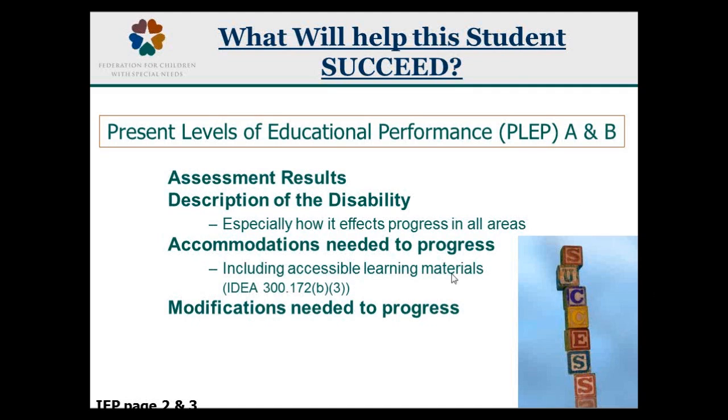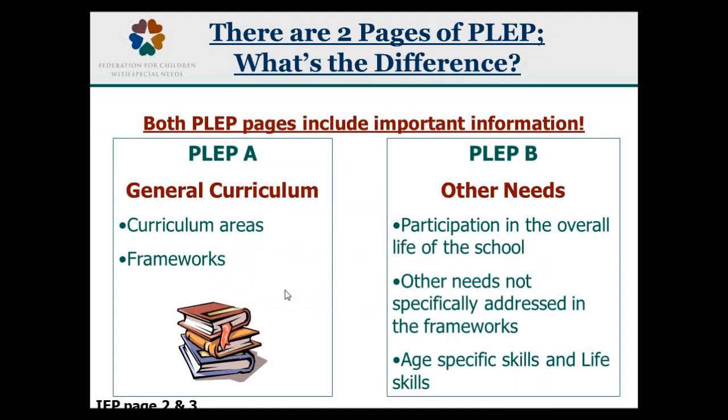Okay, so we talked all about what these various things mean. And here's just another way to compare the two. Again, PLEP A is about the general curriculum. It's about the curriculum frameworks. PLEP B is everything else. I will mention that PLEP B comes into play when we're talking about transition, because transition planning is really all about all of those other needs.